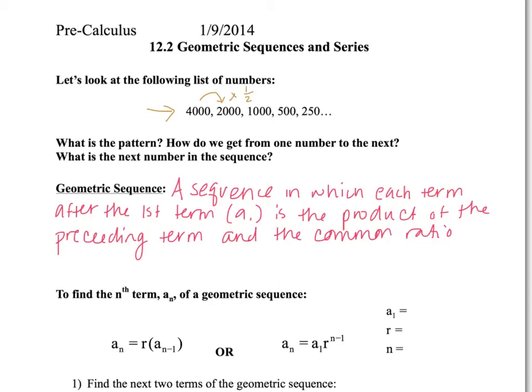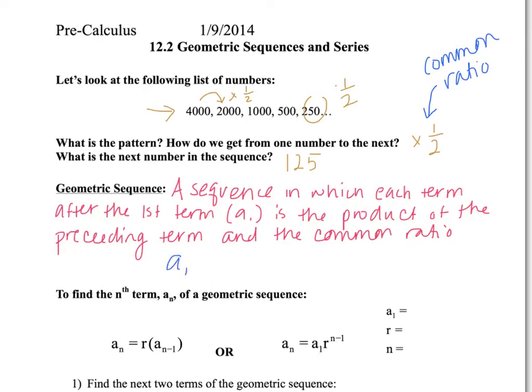Either way you can look at that. So the pattern here is we are multiplying by 1/2 to get from one number to the next. So if we take 250 times 1/2, the next number in the sequence is going to be 125. The definition of a geometric sequence is a sequence in which each term after the first term, which we still call a sub 1, is the product of the preceding term and the common ratio. So we had a common difference in arithmetic series; 1/2 is going to be called the common ratio for geometric series. So it's the same idea.